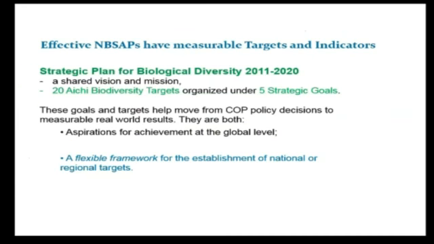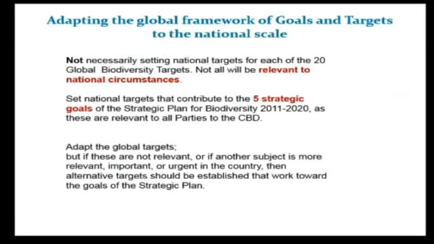So the context, as we said, for effective NBSAPs is the Strategic Plan for Biodiversity with its shared vision and mission, and the 20 Aichi biodiversity targets organised under the 5 strategic goals. The aim of these goals and targets is to move from broad policy decisions to measurable real-world results. And so the Aichi biodiversity targets are aspirations for achievement at the global level, and also a flexible framework for the establishment of national or regional targets. So I'm going to be looking at that a little bit next.